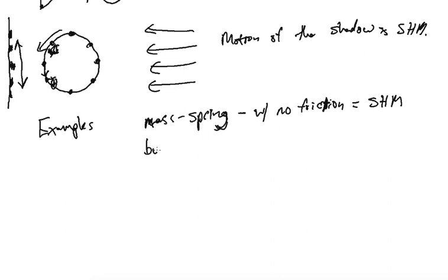What about something like a bouncing ball? Is that simple harmonic motion? Well, this one we already talked about, we know it is. Well, what does it do? We have a ball, it's up here, goes down, hits the ground, bounces back up. So it's repetitive motion, it's going back and forth.